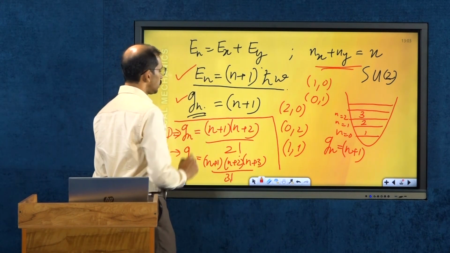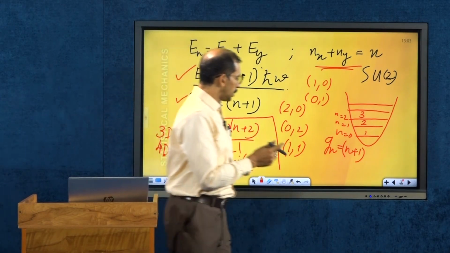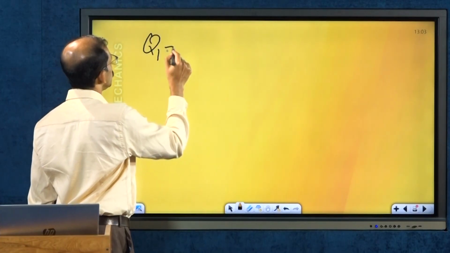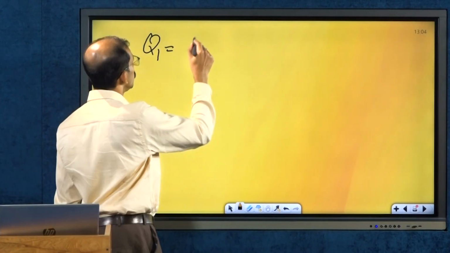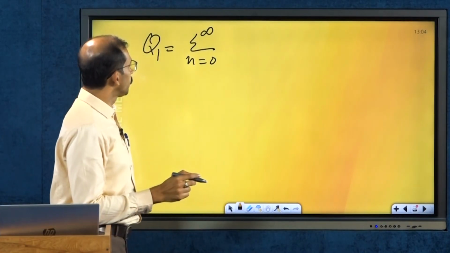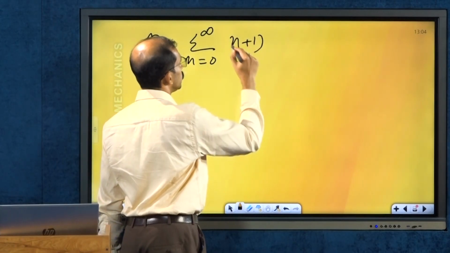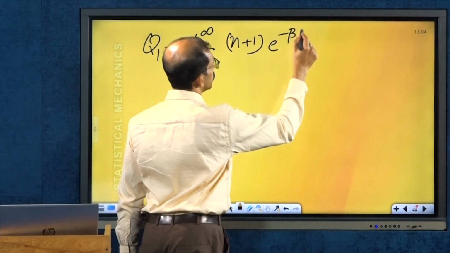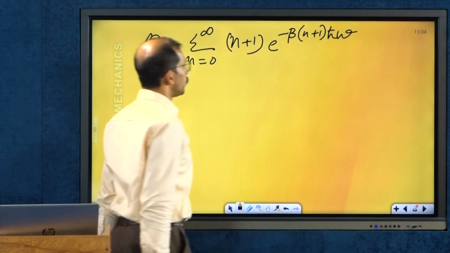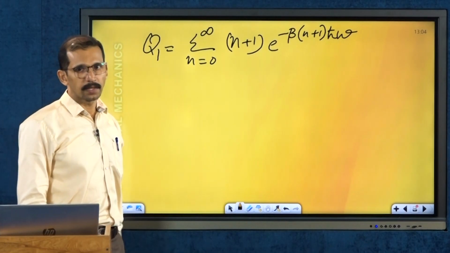substitution of En and Gn in the case of the single particle partition function, which we did. Then I can write that as Q1 is equal to the sum over n equal to 0 to infinity of Gn, right? So we have calculated it as n plus 1 into e raised to minus beta n plus 1 h cut omega. So this was the expression which we found after substitution, right?